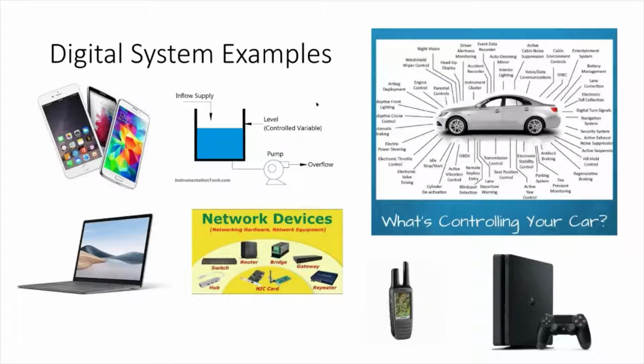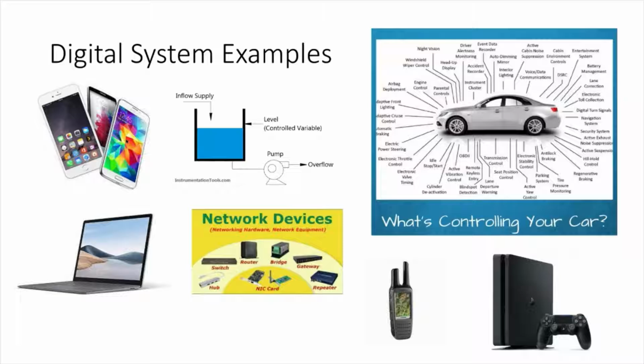Here are some other examples where digital systems are used. Cars have progressed quite a lot and have very sophisticated computers in them now to process a lot of different information. Digital systems are also used in control systems. Here's a simple example. You have some inflow of something, let's say water, and maybe this pump is controlling the outflow or the overflow. If the level gets too high, it triggers the pump on and it pumps whatever this fluid is out.